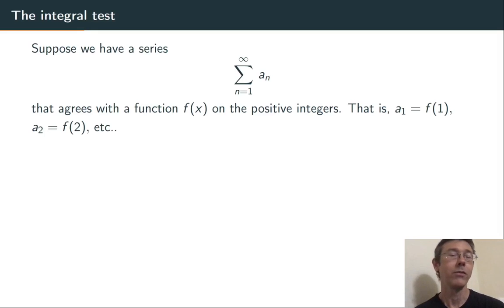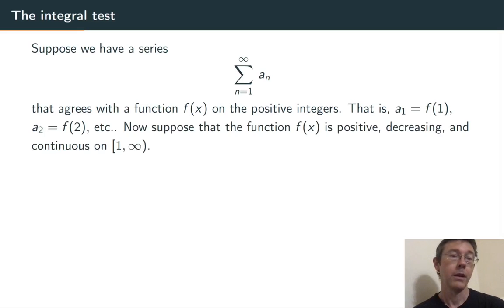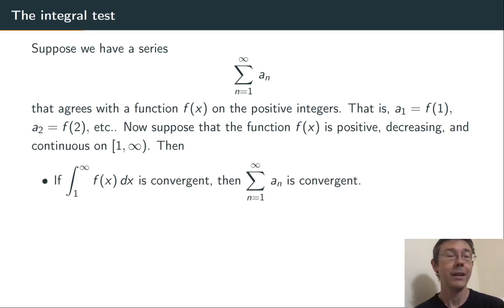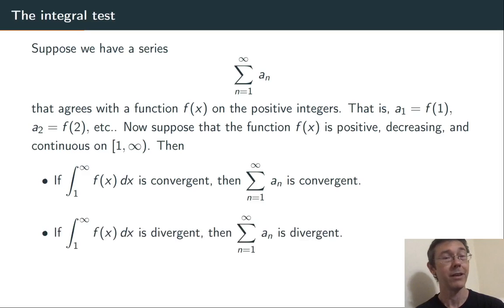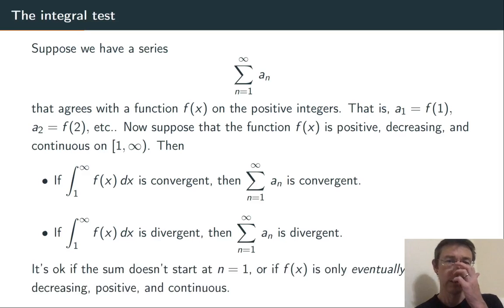View it as a function that's defined not just on the positive integers, but on all numbers greater than or equal to 1. If this function is positive, decreasing, and continuous on 1 to infinity, then instead of looking at the series n equals 1 to infinity a_n, look at the improper integral 1 to infinity f of x dx. If that improper integral converges, so does the series. And if it diverges, so does the series.